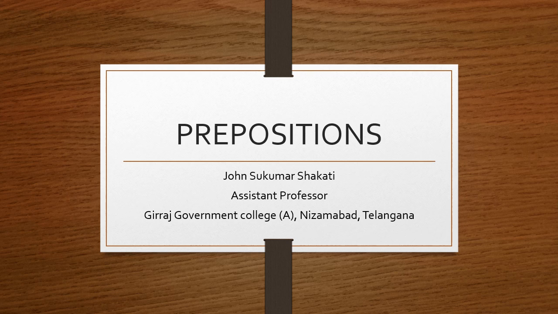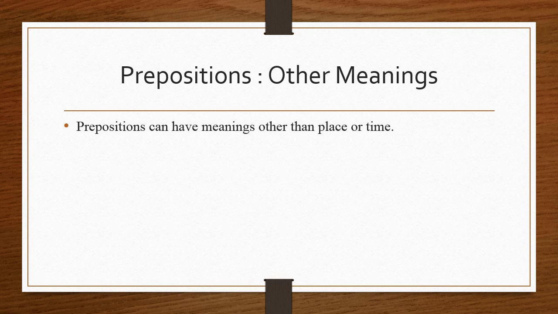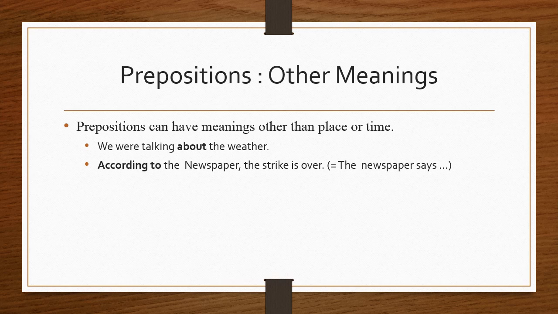In this series of lectures on prepositions, this is lecture number 3, and here we are going to discuss prepositions which have other meanings than time and place, and also what we mean by prepositional verbs. Prepositions can have meanings other than place or time. In the previous video, we had discussed prepositions that talk about place and prepositions that talk about time. Now we are going to look at some prepositions which have other meanings.